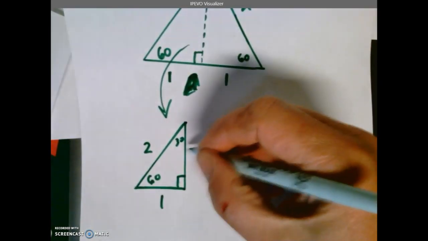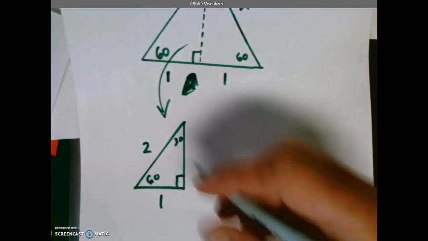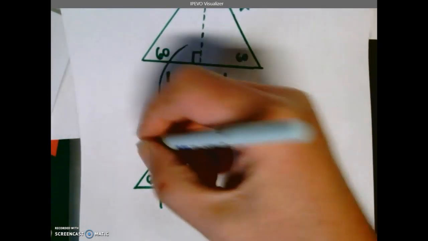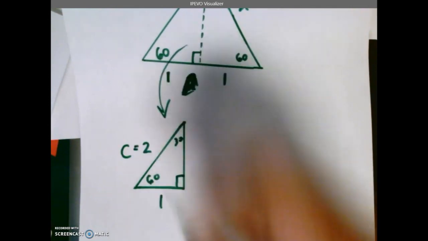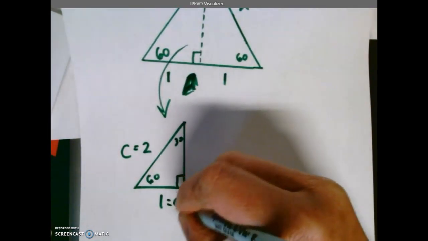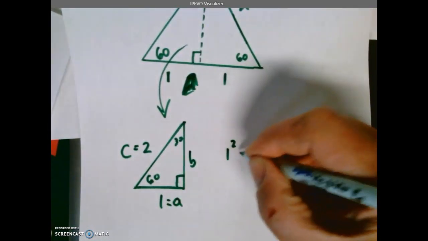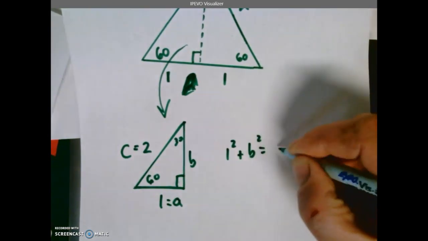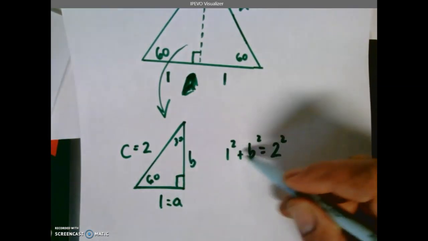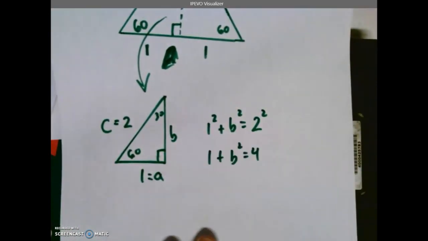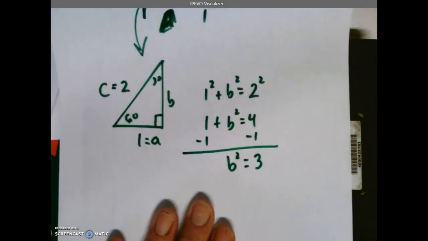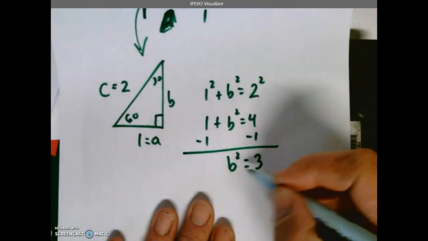Now, we have a missing side here. We're going to use the Pythagorean Theorem again, but here's the deal. This is now our longest side, so that's got to be our C. Let's call this A and let's call this B. Then we go 1 squared plus B squared equals 2 squared. A squared plus B squared equals C squared. That is 1 plus B squared equals 4. And if we subtract 1 from both sides, we get B squared equals 3.